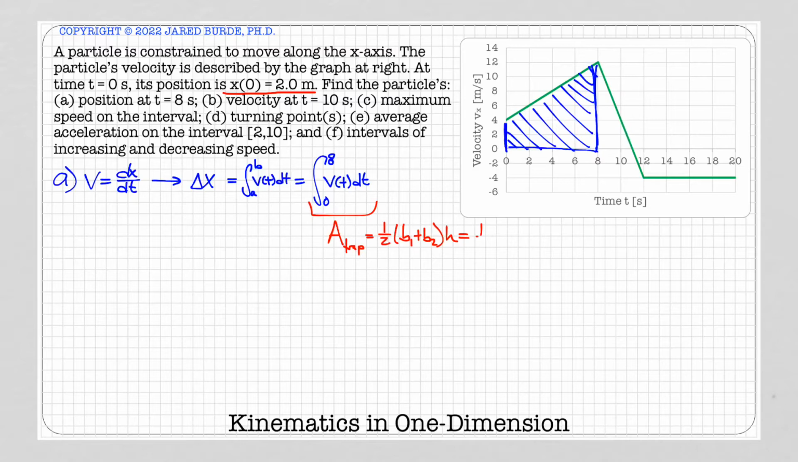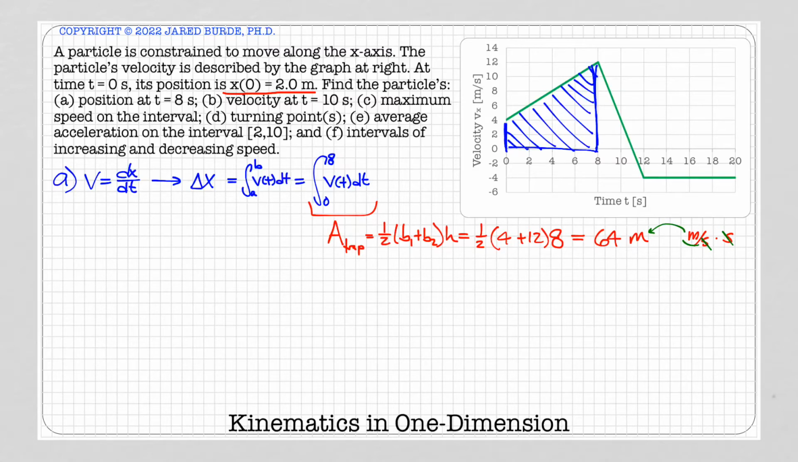In this particular case, the two bases here are 4 and 12, and the height is how far apart the parallel lines are. This is 8. And I end up with 64 meters. This is meters per second times seconds gives me meters. If I'm finding the area like that, it's meters per second times seconds gives me a unit measured in meters, which is what I have here.